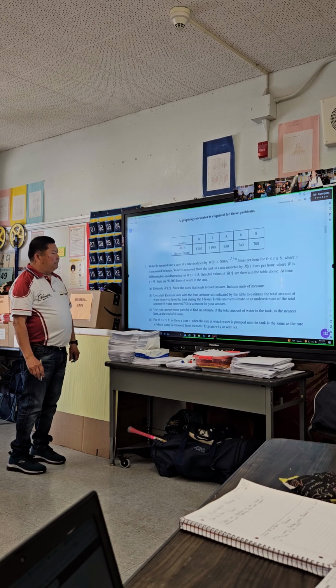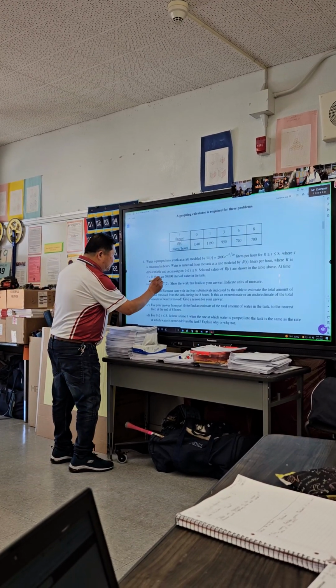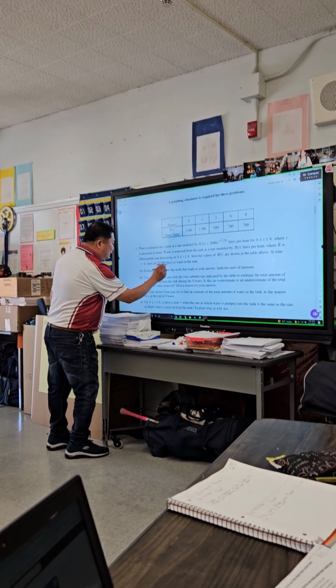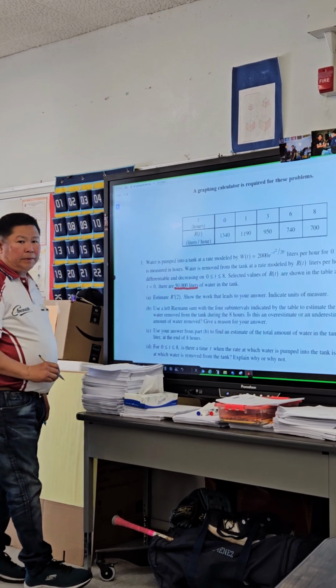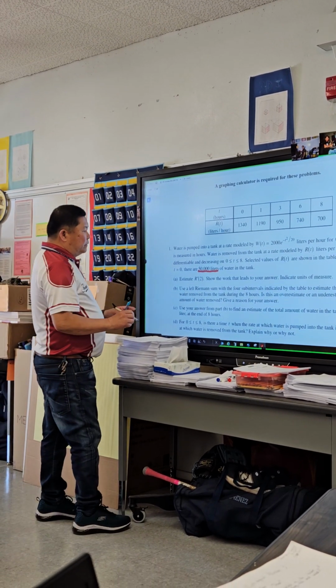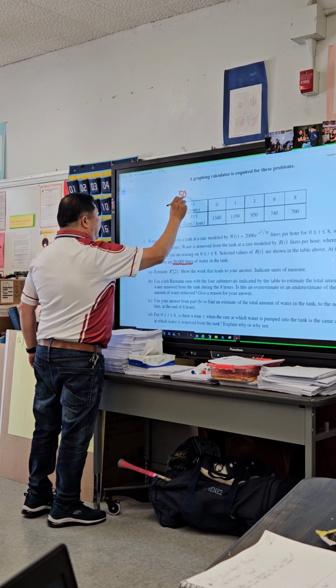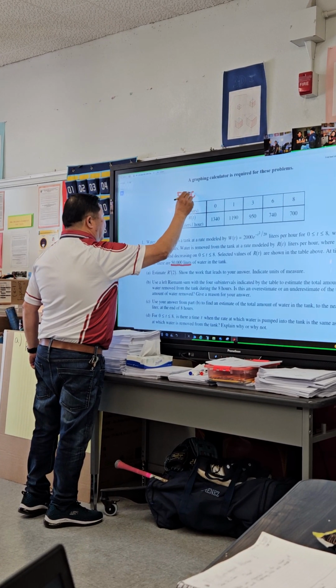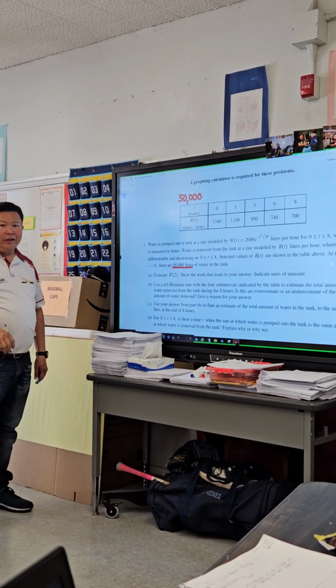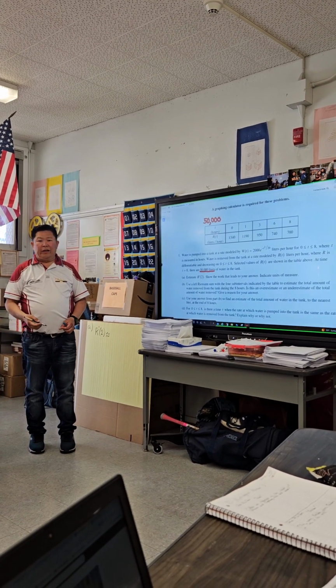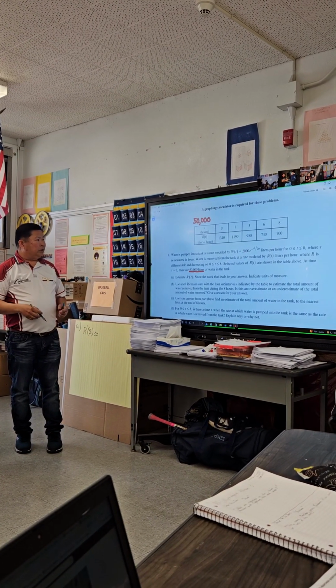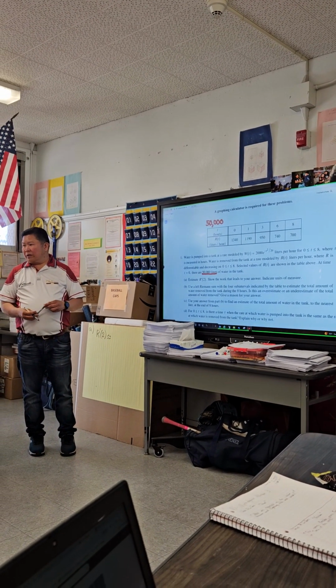So I'm going to write the initial amount right here. I need this for our discussion so I won't forget. It has an initial amount of 50,000 liters of water at time equals 0.